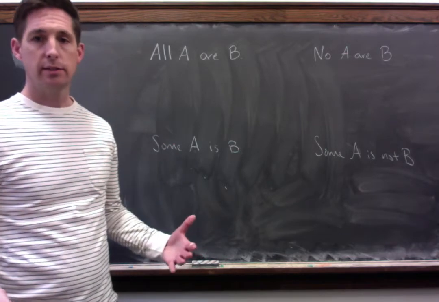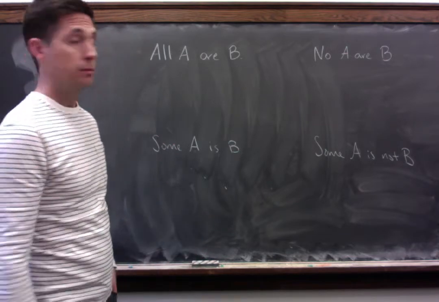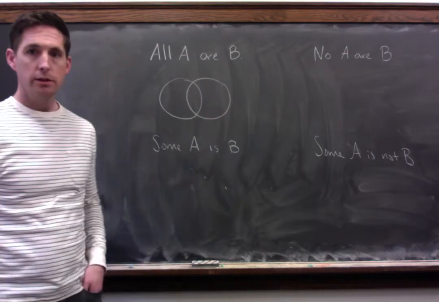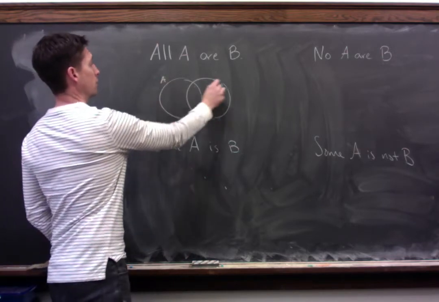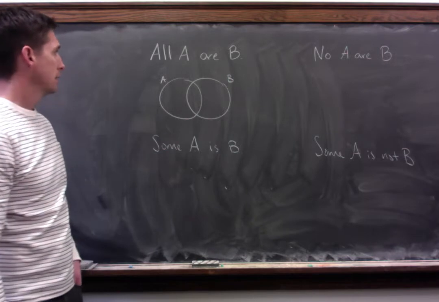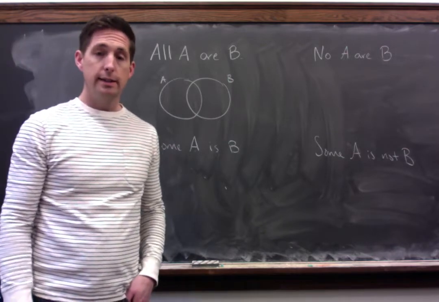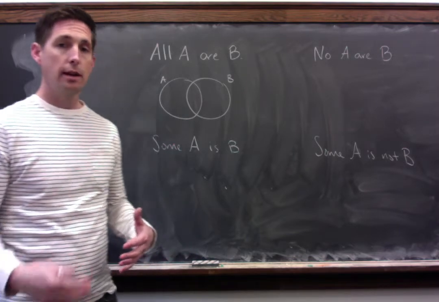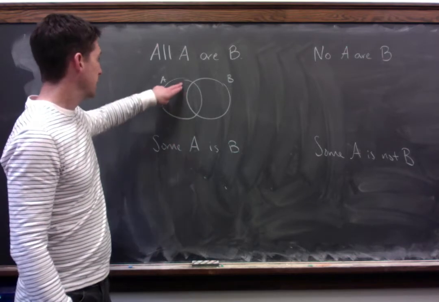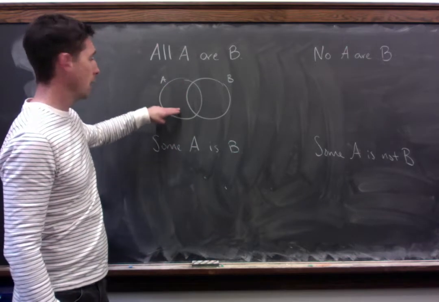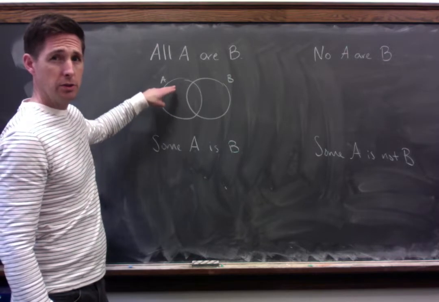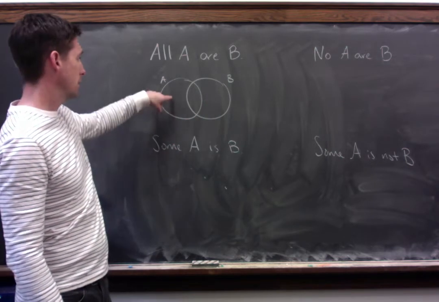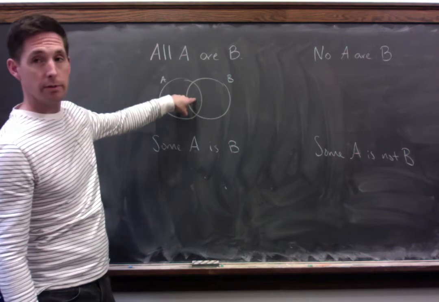Now let's think about how we can represent these different statements with Venn diagrams. Consider this Venn diagram, where the first circle is A and the second circle is B. To say that all A are B is to say a certain region of our diagram is empty. There's nothing in that region. The region that would be empty if all A are B is this moon-shaped region. Why is that? The things in this moon-shaped region are the A's that are not B's. If all A's are B's, then there's nothing over there, because all of the A's have to be B's, so they must be over here.